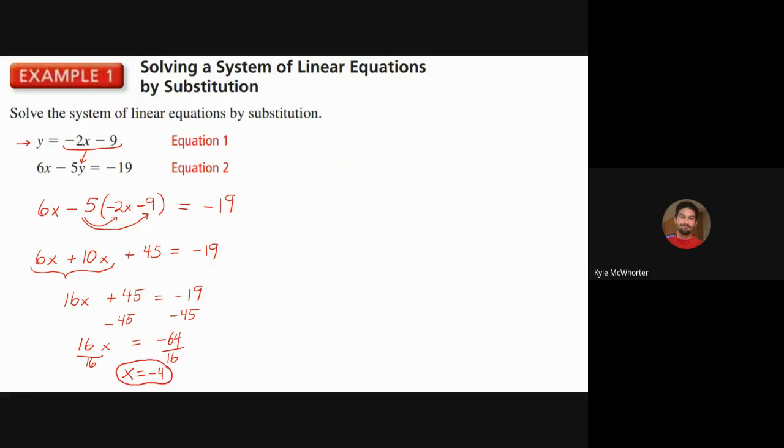Because remember, the solution to a system of linear equations is an ordered pair with an x value and a y value. So right now, I know the x value is -4. So how can I figure out the y value? If I take that x equals -4, I'm going to plug a -4 in for x.